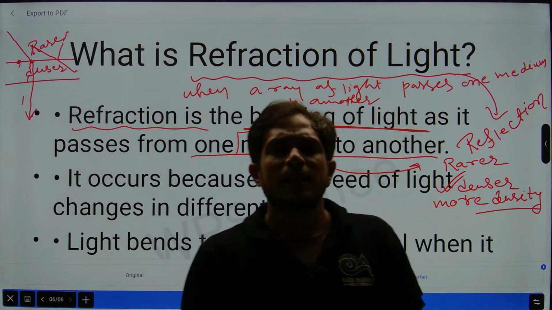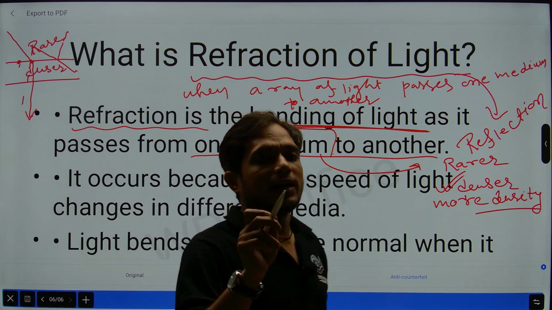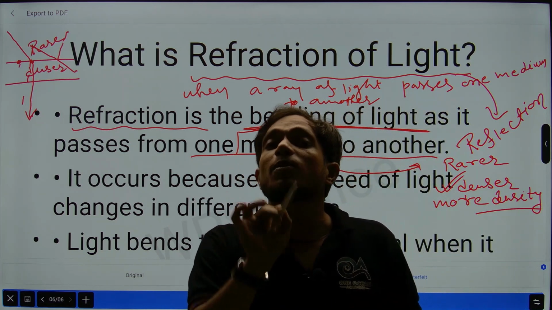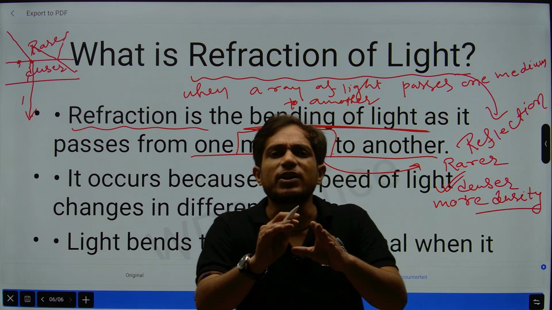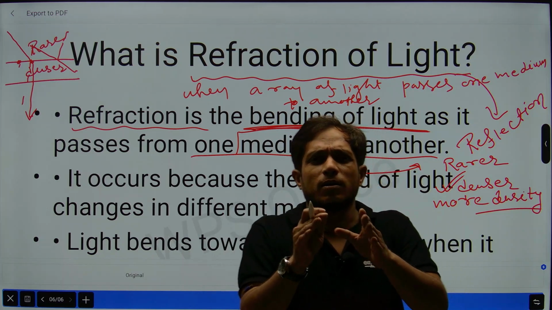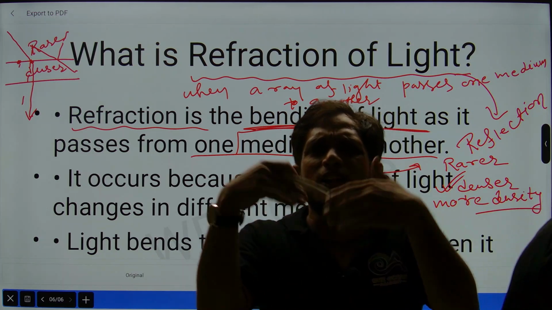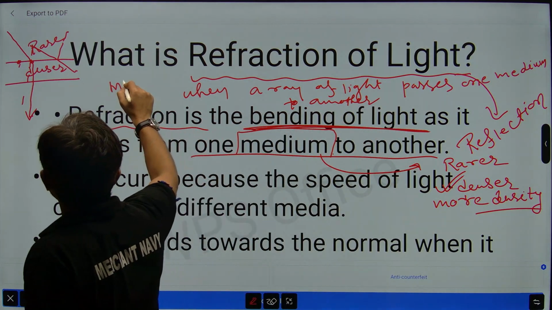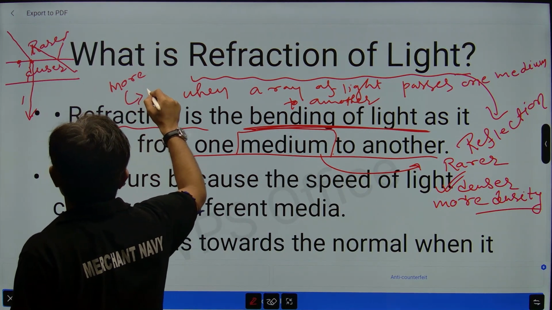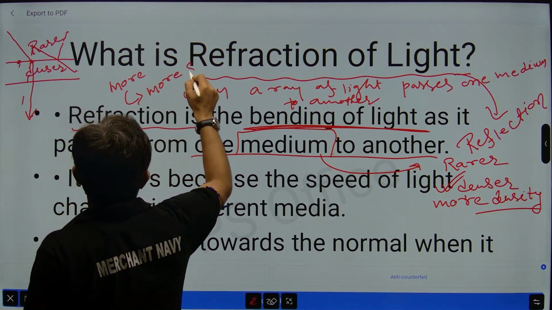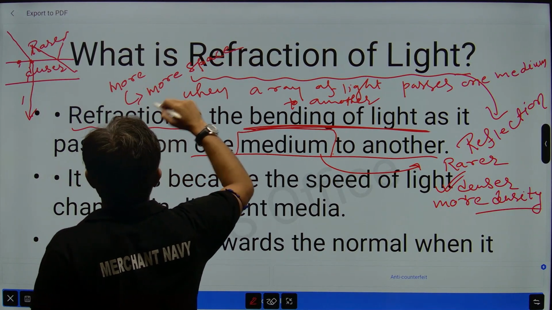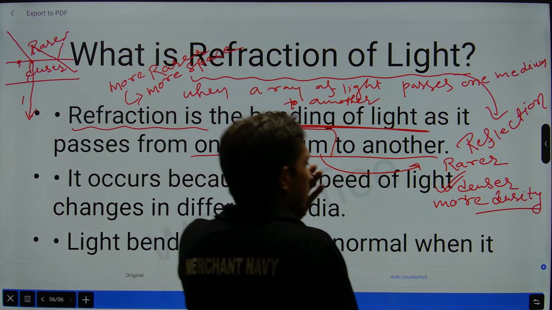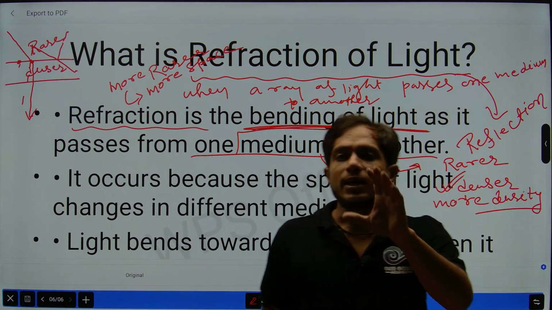If a ray of light passes from a rarer medium, what does that mean? The medium is more vacant with respect to the denser medium. More vacant means there is more space. In the case of a rarer medium, there will be more vacant space.